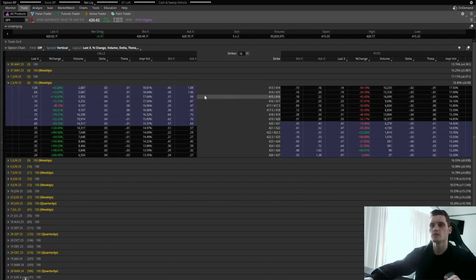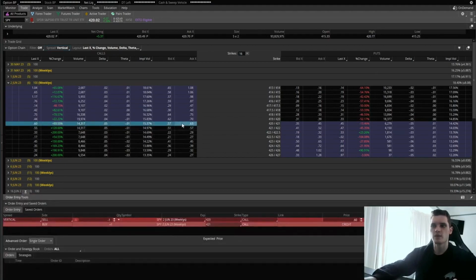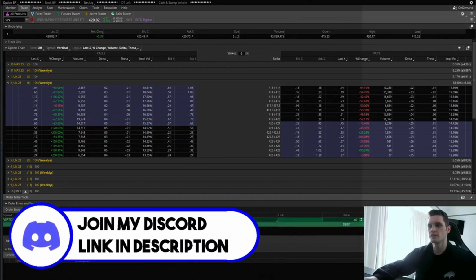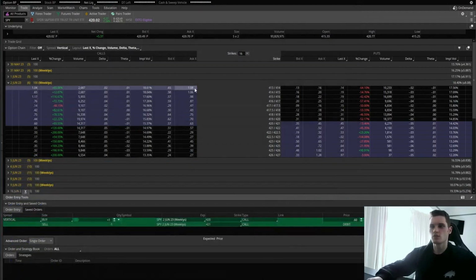Now this is going to depend on what you're trying to do. If you're looking at the call side and you click on the bid, that's going to be a bearish play, because it's going to be a credit. If you go to the ask and click that, it will be a bullish vertical spread, where you're expecting the stock to go up, and that will be a debit spread. On the left of that will be a credit spread.